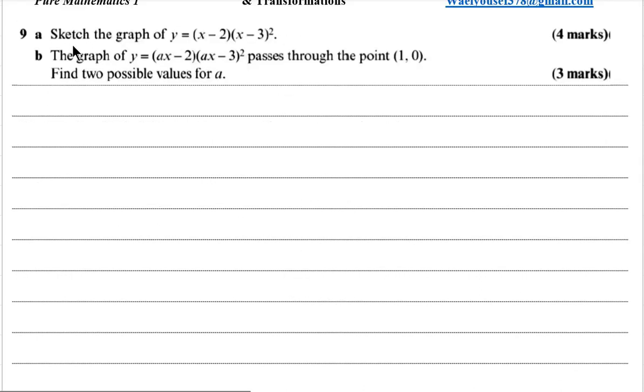Okay. Question 9a, sketch the graph of y equals x minus 2 times x minus 3 all squared. We will cut the curve here at 2 and just touch it, or rebound, at 3. But in all cases, the x-intercept will be 2 and 3. And to get the y-intercept, we can put x equals 0 to get 9 times negative 2, which is negative 18. So maybe the curve will make something like this.